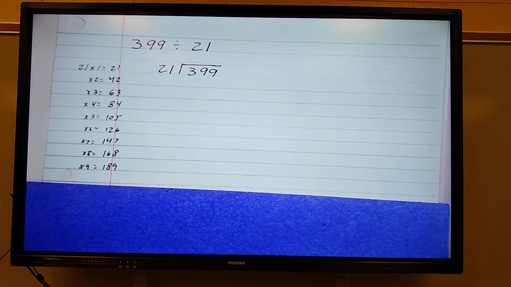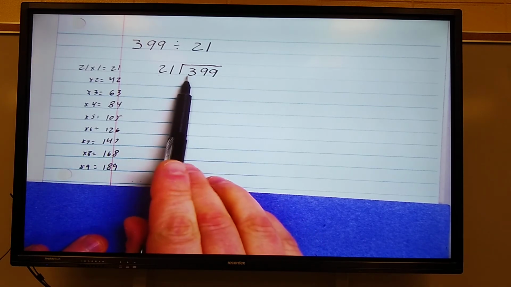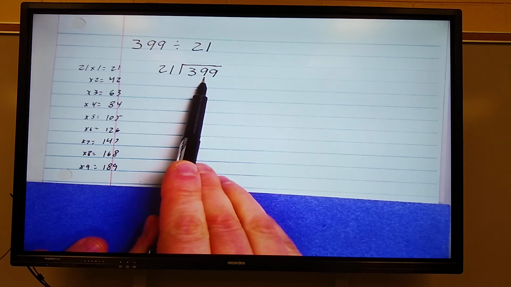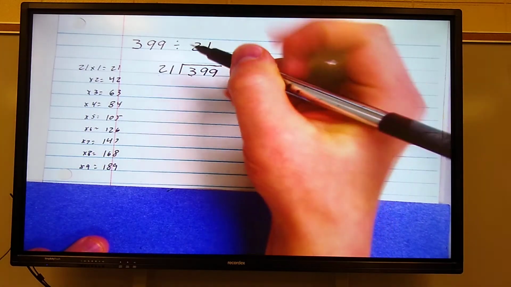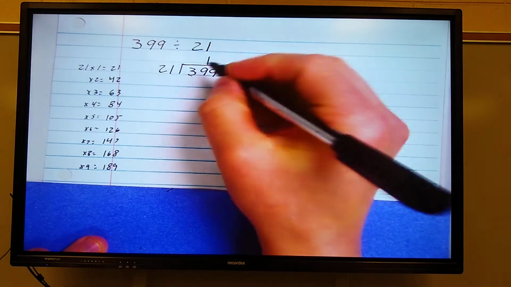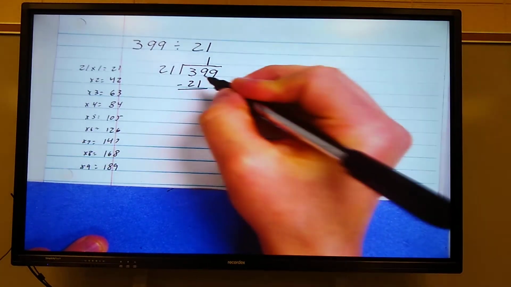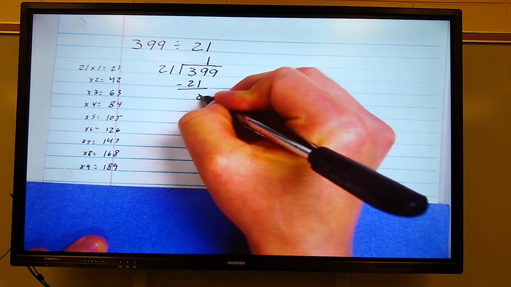All right, let's see how bad you did. Can 21 go into 3? No. Can 21 go into 39? Yes. How many times? Just one time. 1 above the 9. 1 times 21 is 21. Let's subtract. 9 minus 1 is 8.